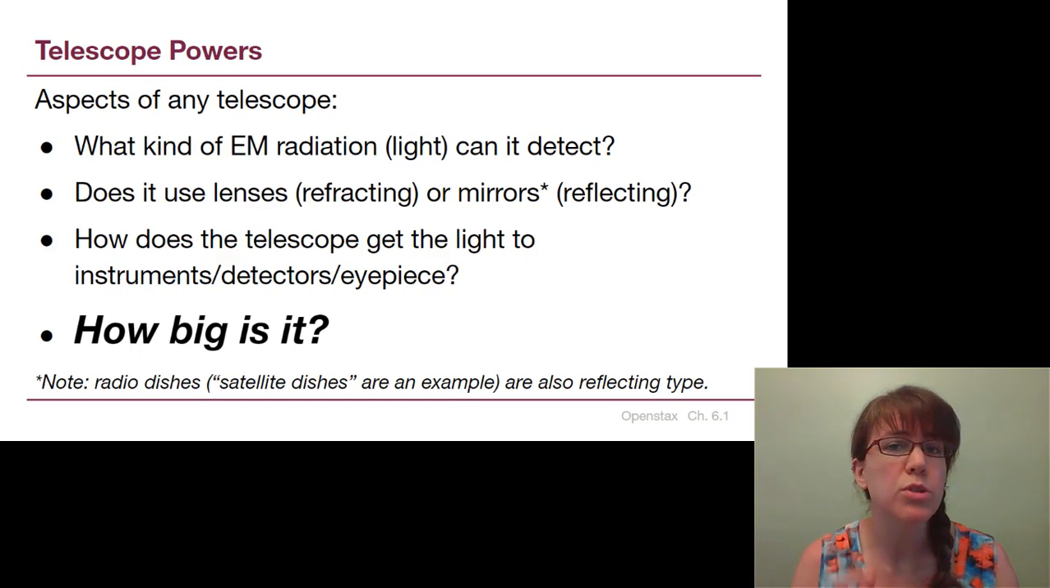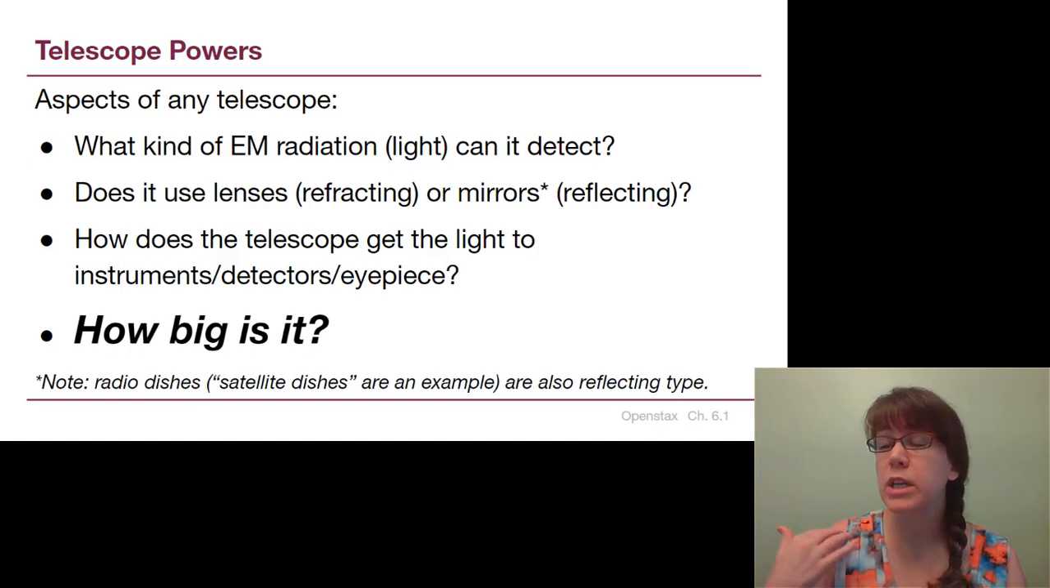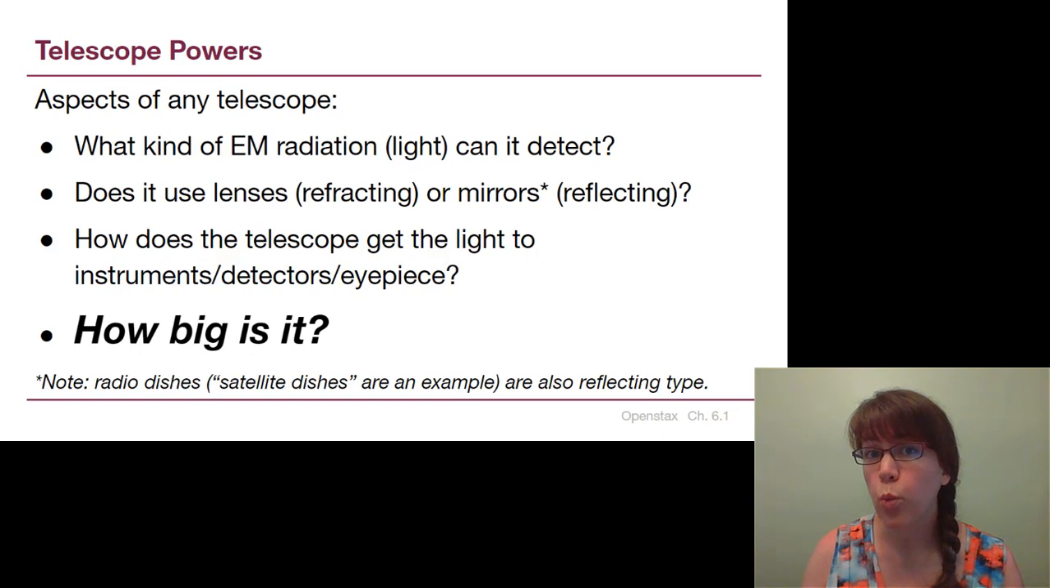And then one of the most important aspects of a telescope is how big that telescope is. Now, given unlimited funding, we would build as big as we're physically capable of building. And we'll talk about why bigger is always better for these telescopes. Bigger feeds into all of the three main telescope powers, which we're going to go through now.